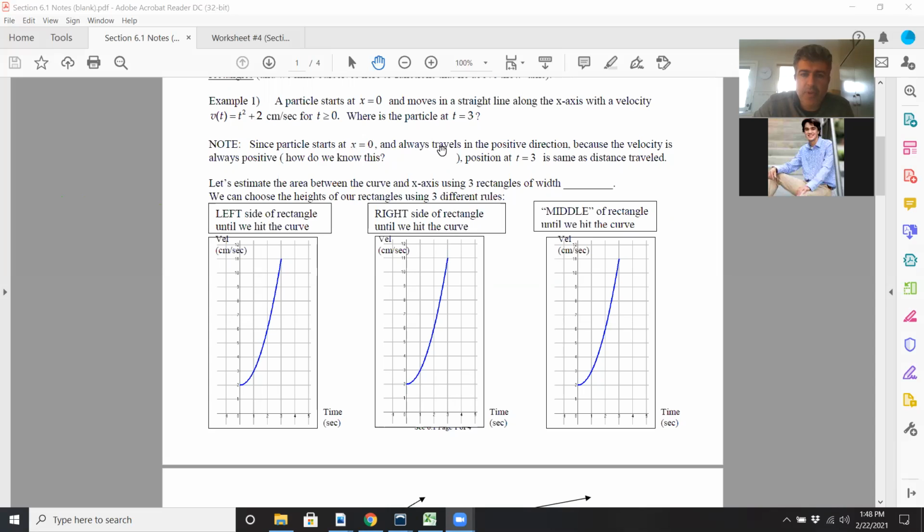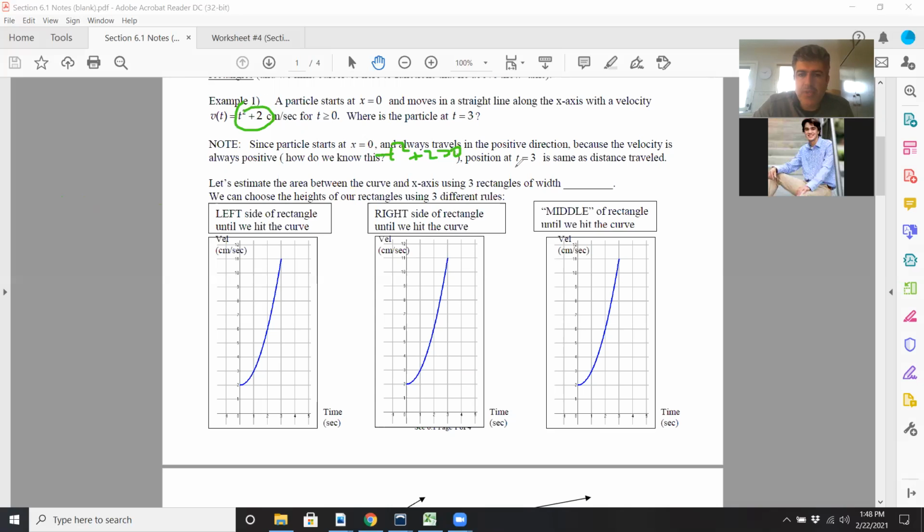Since the particle starts at x equals 0 and always travels in the positive direction, because velocity is always positive, how do we know this? Well, we know this because t squared plus 2 is never negative, right? Because how can you square something and make it negative? It's impossible. You're adding 2 also.